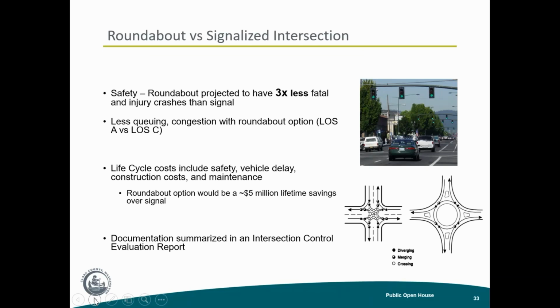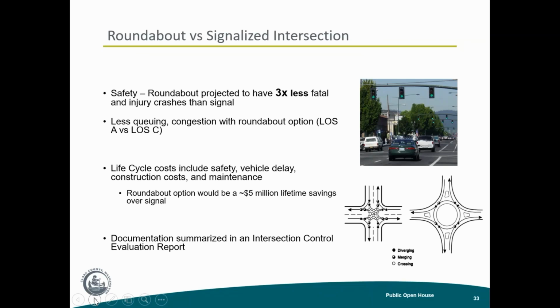The roundabout with the future forecast volumes, with all the development that Matt had mentioned in place, we're able to operate at a level of service A versus a C with the signal. And part of that signal has to do with how long it takes to cycle through, and just given a larger intersection, there's going to be movements that have to wait.